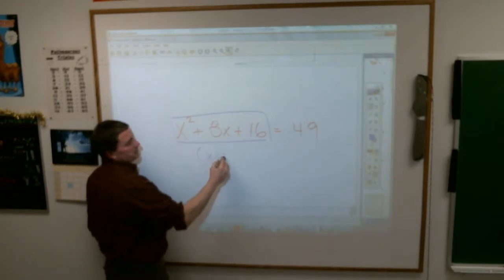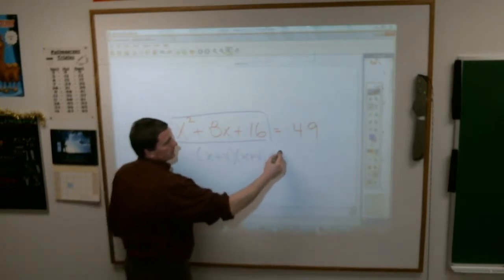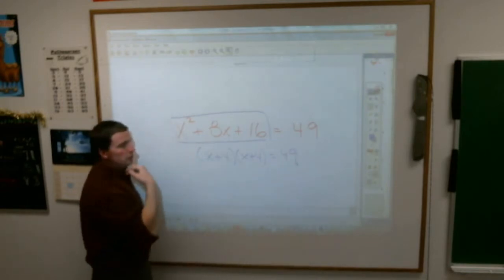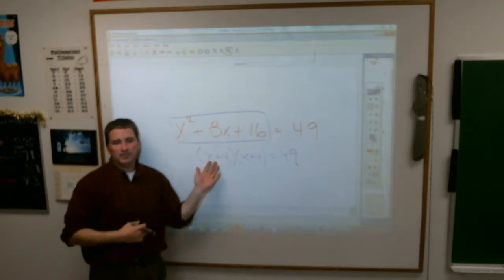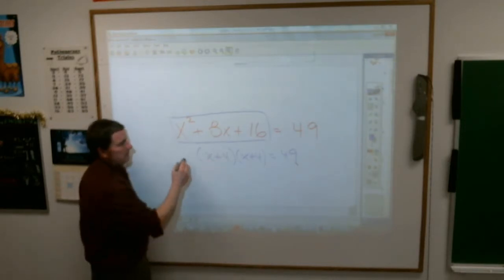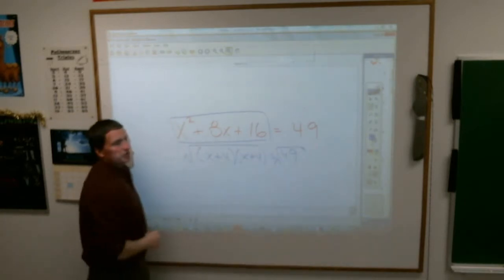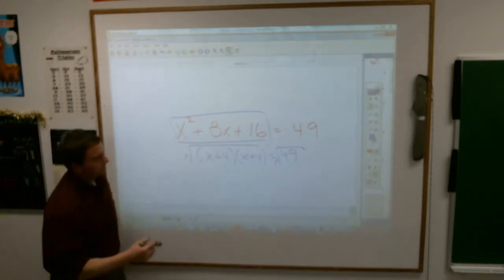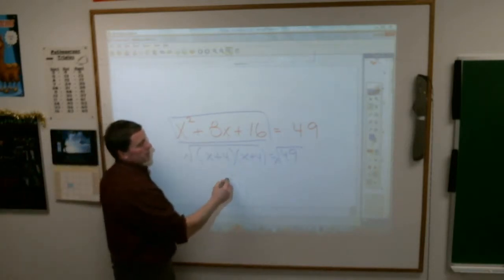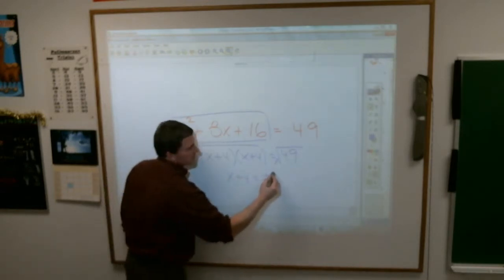Look, you get x plus 4 times x plus 4 equals 49. That's the same thing we've just been doing. And you can solve that by doing what? Taking the square root of both sides. That's what we just did. Which gives me x plus 4 equals plus or minus 7.